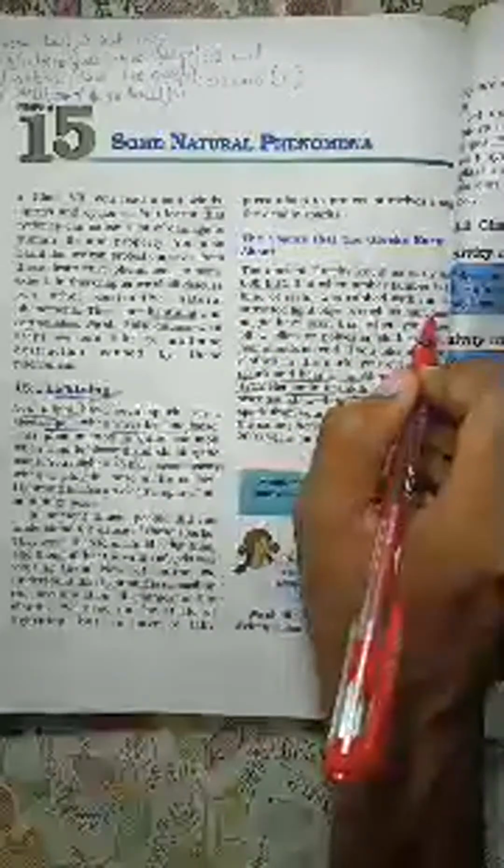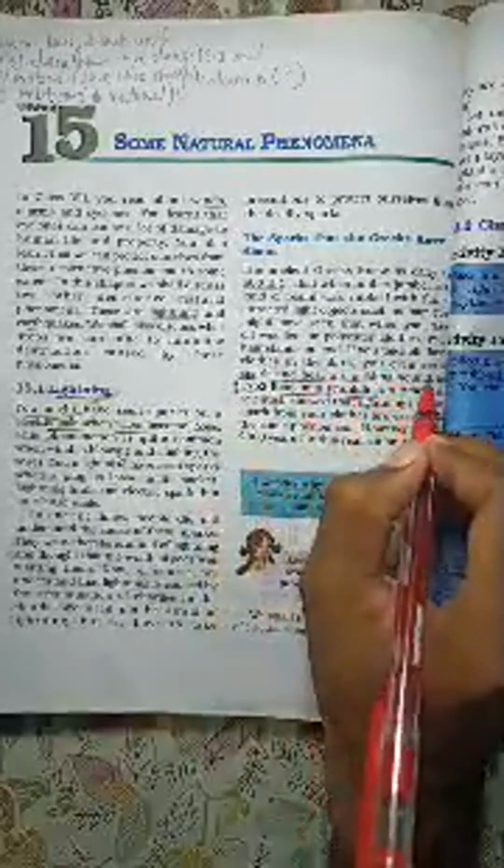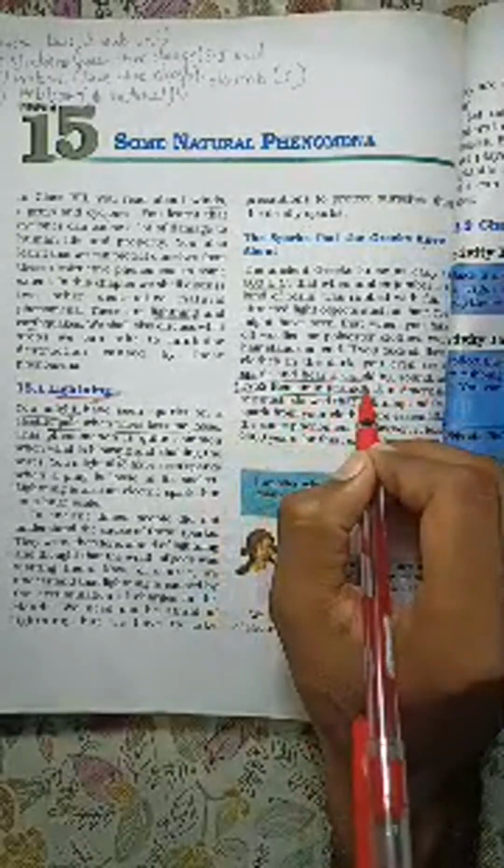The sparks that the Greeks knew about. The ancient Greeks knew as early as 600 BC that when amber, a kind of resin, was rubbed with fur, it attracted light objects such as hair. You might have seen that when you take off woolen or polyester clothes, your hair stands on end. If you take off these clothes in the dark, you can see a spark and hear a crackling sound.